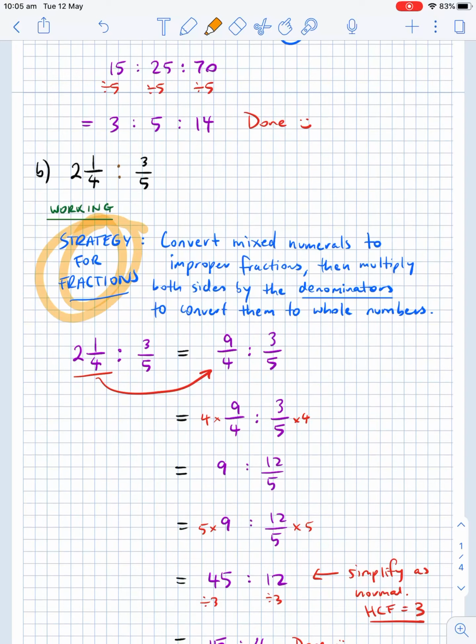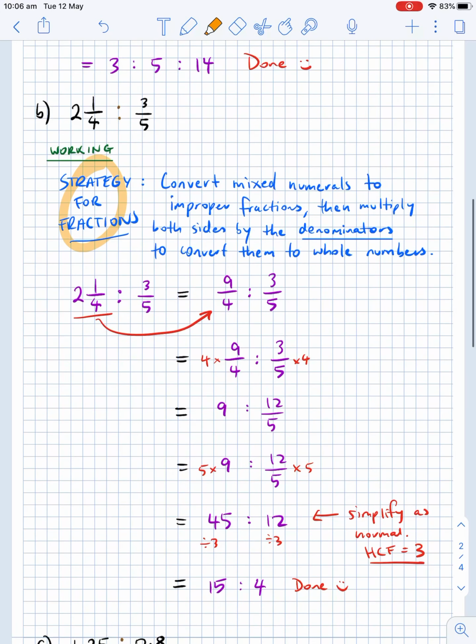So let's deal with this strategy here. The strategy when you see fractions in a ratio, how do we simplify that? You want to convert mixed numerals to improper fractions first. We don't want to deal with mixed numerals. And then you want to multiply both sides by the denominators to convert them to whole numbers. So a really important strategy there. I don't want you to forget it. Okay, so let's give it a try.